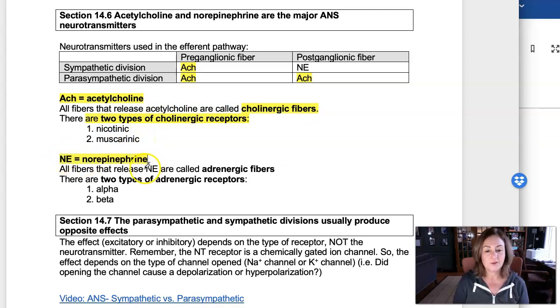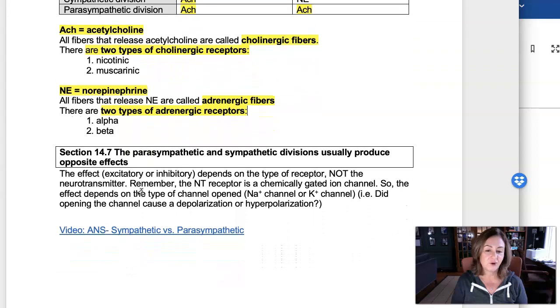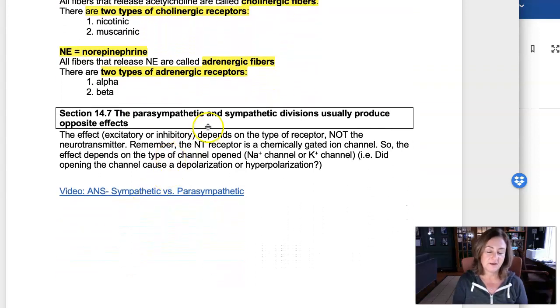Fibers that release norepinephrine are known as adrenergic fibers. And there are two main types of adrenergic receptors, alpha and beta. Both of these, again, subcategorized. And so these receptors are really determining the effect that we see on the postsynaptic potential. So the effect, whether it's excitatory or inhibitory, it's going to depend on the type of receptor, not the type of neurotransmitter. Now, keep in mind, I did say, and this is a fact, that the preganglionic neurons that release acetylcholine, they do always have an excitatory effect. It's at the postganglionic fiber where there's more of a question mark.